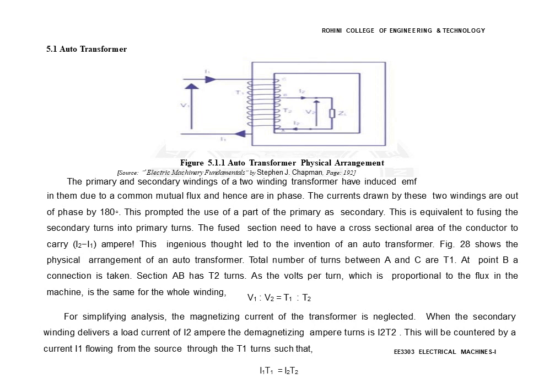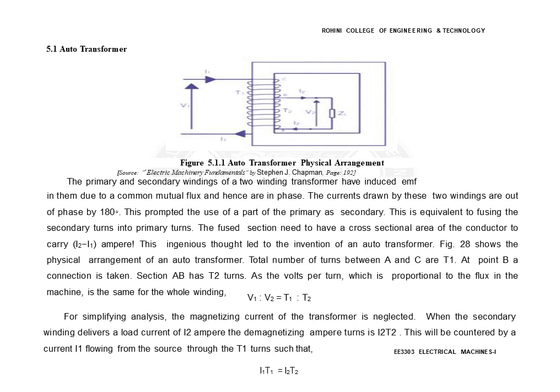The physical arrangement of the auto transformer: the total number of turns between A and C is T1. At point B, connections are taken. The section AB has T2 turns. The volt per turn, which is proportional to the flux in the machine, is the same as that of the whole winding. So V1 is to V2 equals T1 is to T2.